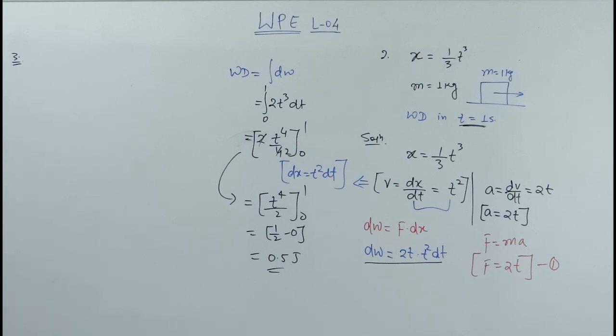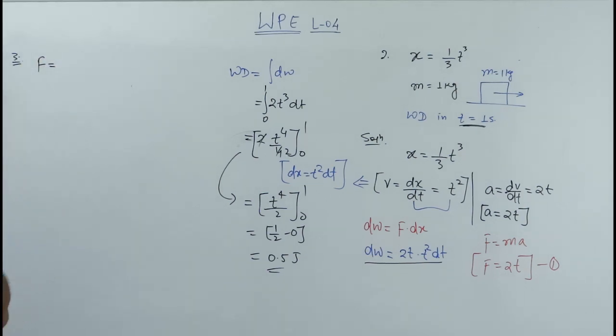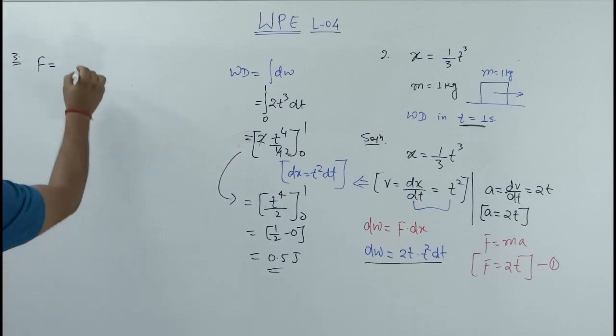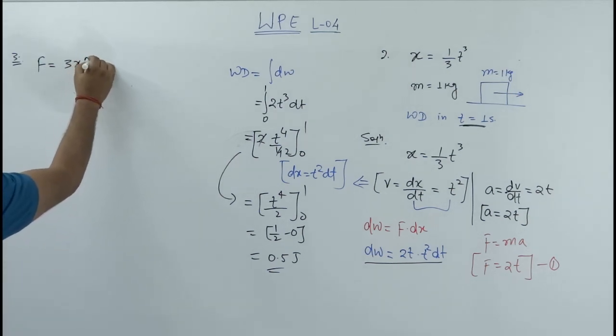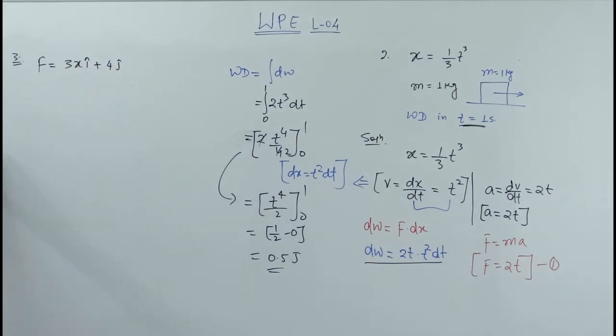Okay. Now let us say that I give you a force, which would be given as, let's suppose, 3x i cap plus 4j cap. That is the value of the force.